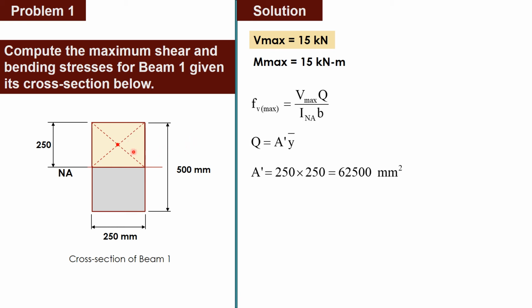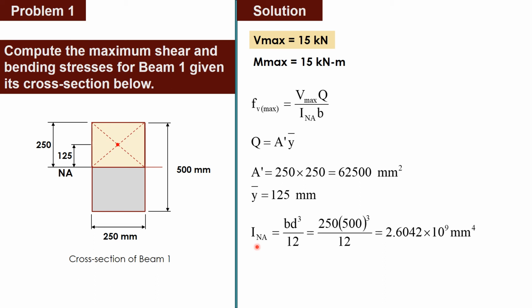And if you will measure that from the neutral axis. Okay, so again, pag na-identify nyo na yung A prime, kunin nyo ang centroid nito, and you measure that from the neutral axis. So in this case, it is 125 millimeters. So ito yung bar Y. Okay? So that your Q is A prime by bar Y.